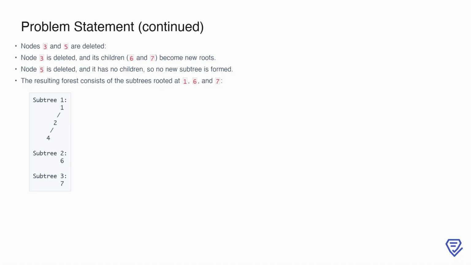The first subtree is rooted at node 1, which now has 2 as its left child and 4 as the left child of 2. The second subtree is a single node, 6. The third subtree is also a single node, 7. These 3 subtrees collectively form our output forest.